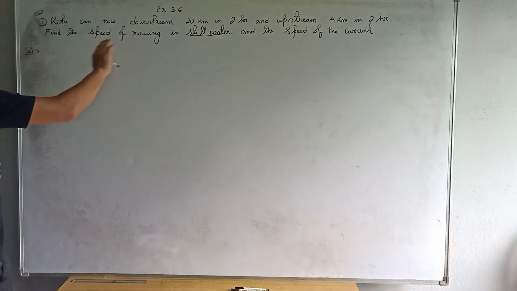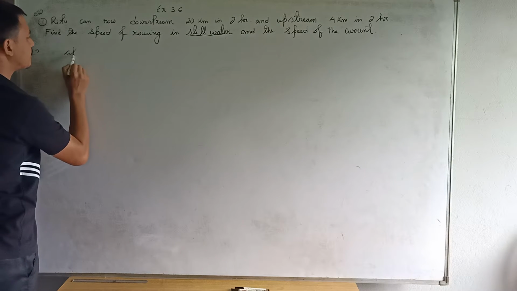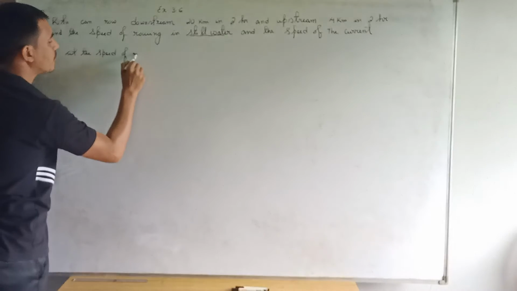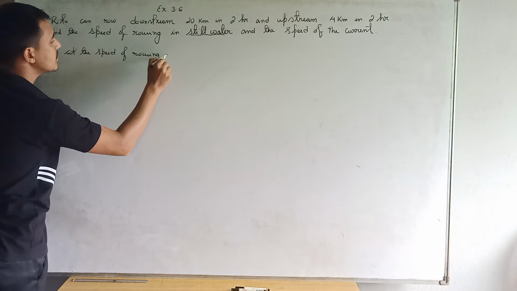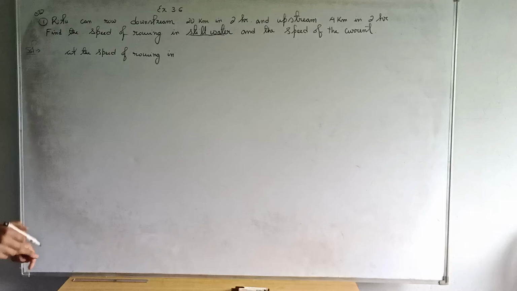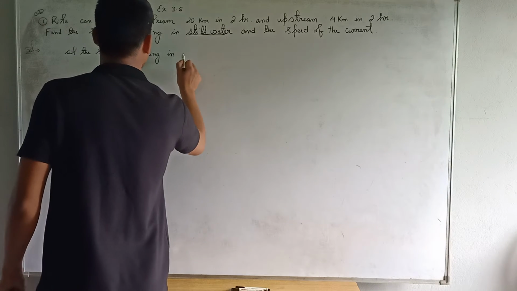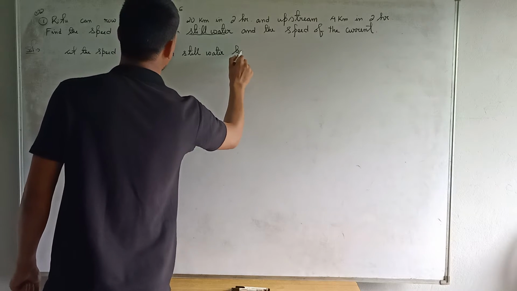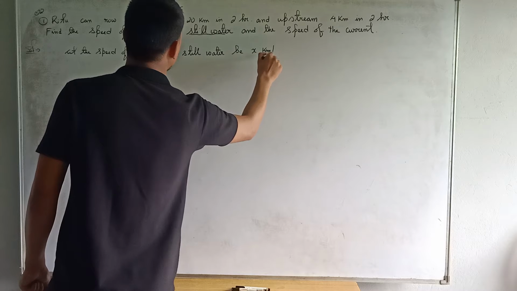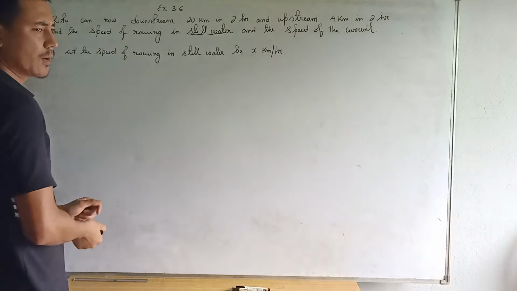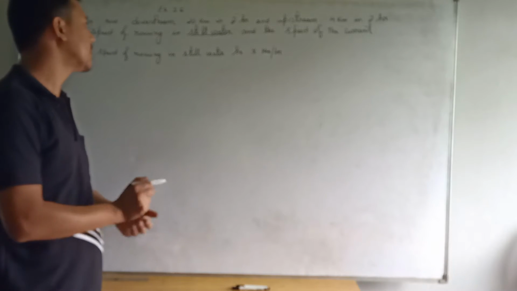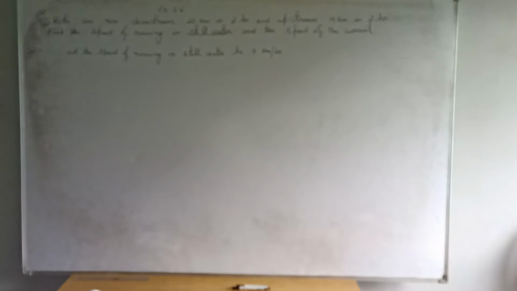So, find the speed of rowing in still water. Let the speed of rowing in still water be x kilometer per hour. Distance is given in kilometers and time in hours, so speed should be in kilometers per hour. So let the speed of rowing be x kilometer per hour.